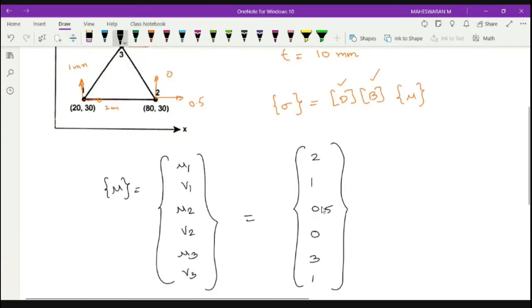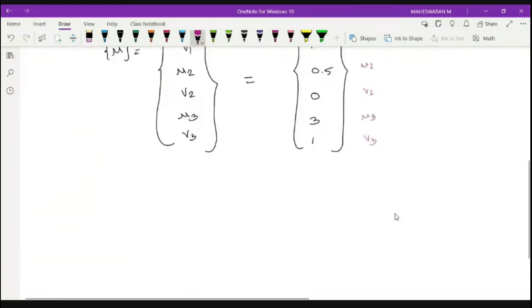When you address it, similar to our earlier elements, we would address as U1, V1, U2, V2, U3, V3. But anyway, we are not going to concentrate on this addressing because there is no need for it, since we are not going to assemble any of the matrices. We are directly going to substitute it. That's it. Now let us go for the B matrix. What is my B matrix?